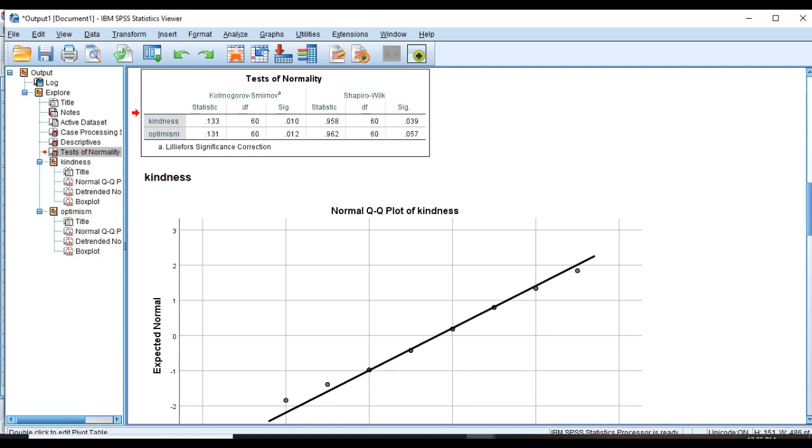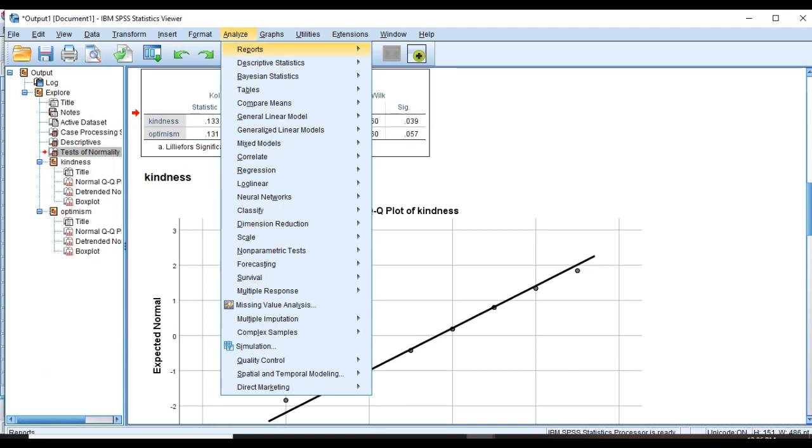Normally, we only check Shapiro-Wilk results. So you can see that the p-value for kindness here is 0.039, which is less than 0.05. And the p-value for optimism is 0.057, which is greater than 0.05. So we would not assume normality for kindness. And also based on Kolmogorov-Smirnov, both of them are not met.